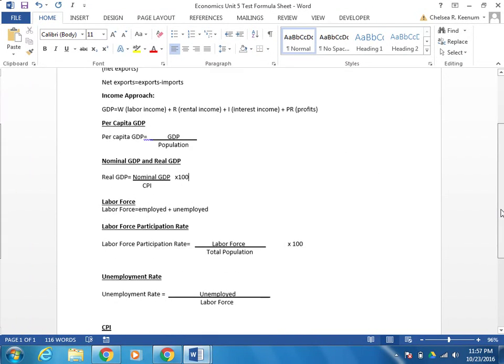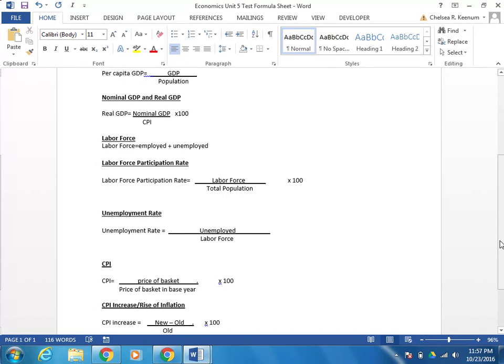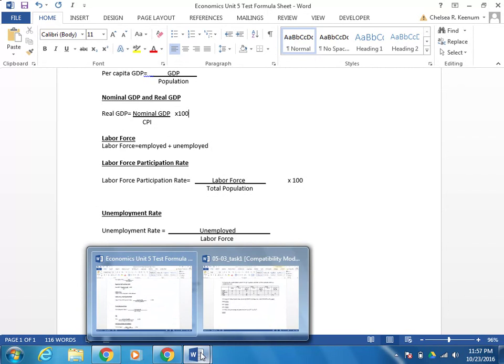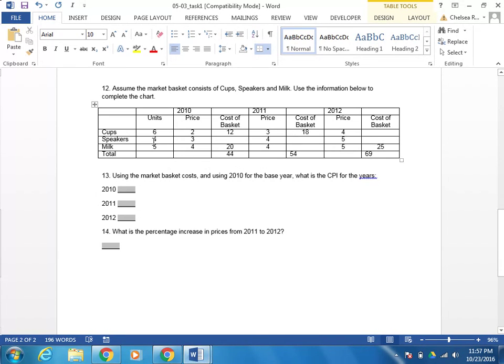CPI, remember, is the price of the basket over the price of the basket in the base year times 100. So the base year is 2010, 44. So for 2010, the price of the basket would be 44 over the price of the basket in the base year, which is 44. 44 divided by 44 is 1, times 100 would be 100.